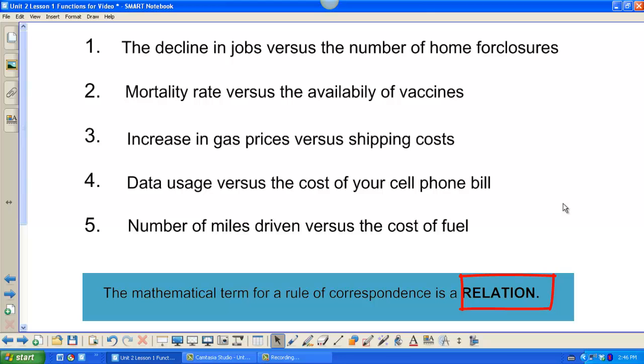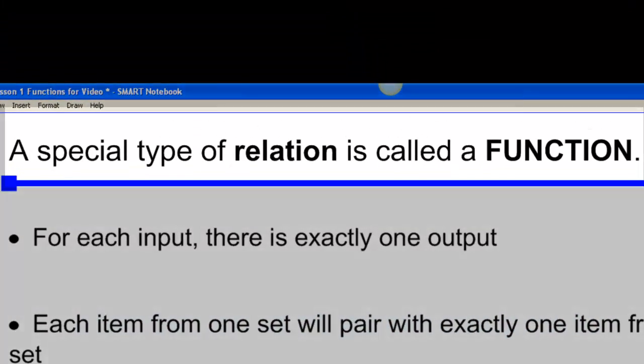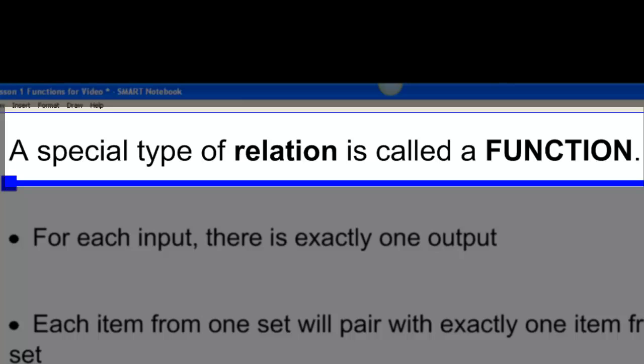I grew up in farm country, so they might relate the inches of rainfall with how tall the corn stalks are, so they can determine, hey, when do we think we're going to be able to harvest? Might not be exciting or meaningful for you, but it sure is for those in the farming industry. Those are relations. But a special type of relation is called a function, and here are some working definitions.